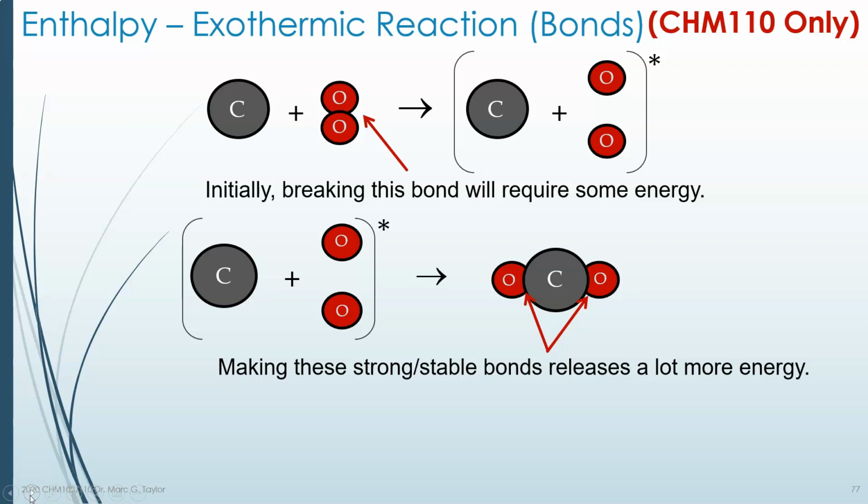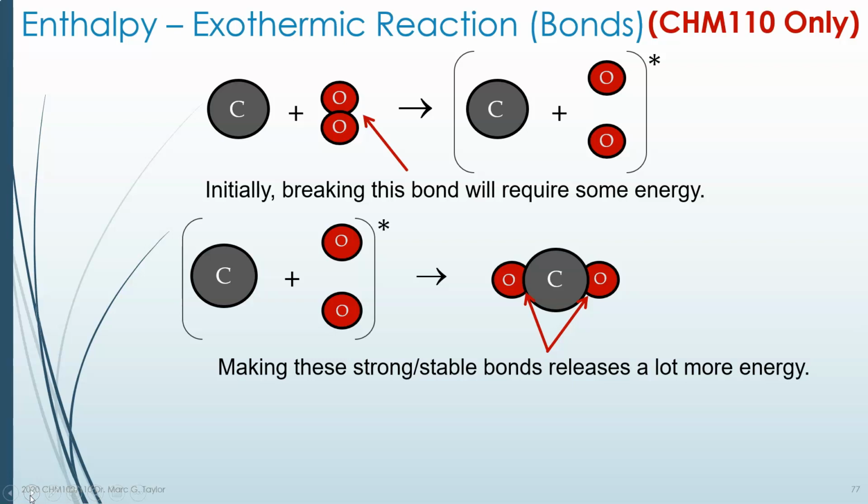And now carbon forms 2 double bonds. One double bond to one oxygen and one double bond to the other oxygen. And both of these are very strong, very stable bonds. In fact, this is the reason why it's so hard to get rid of CO2. It's a very stable molecule. And because it's a more stable molecule, it means it's lower energy.